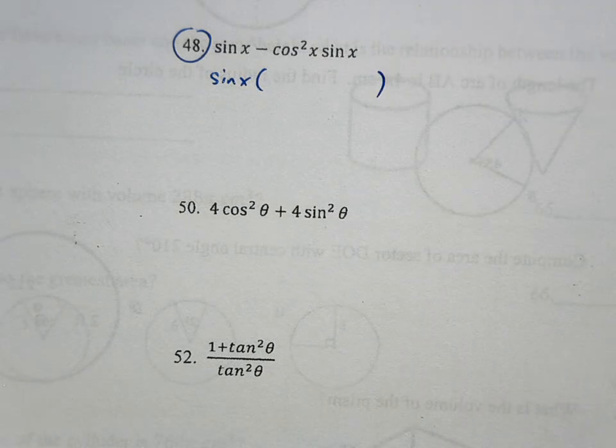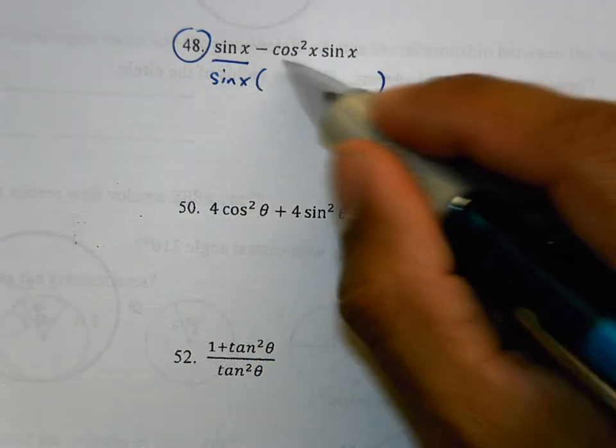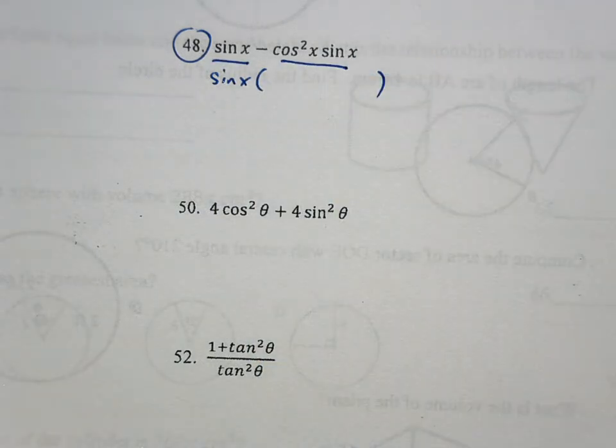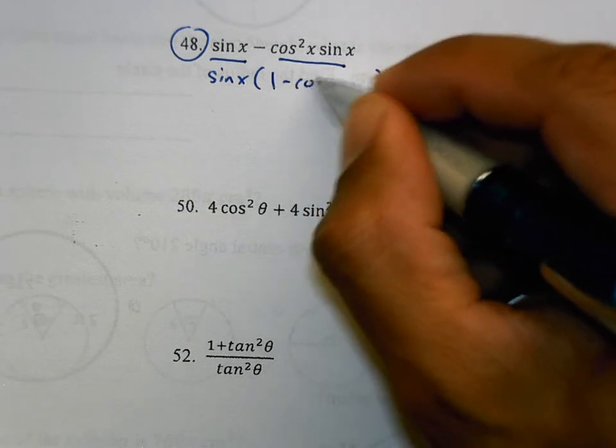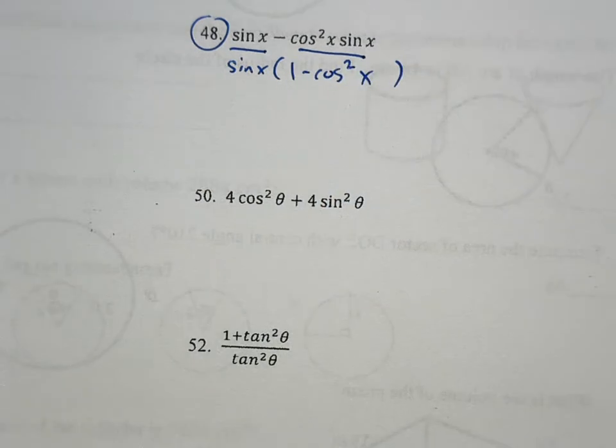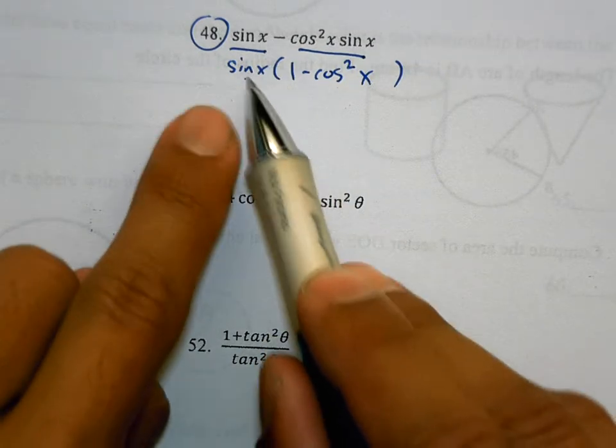Pull out a sine of x, since this term has a sine of x, and so does that term. You get 1 minus cosine squared of x. This times this is that, and this times this is that.